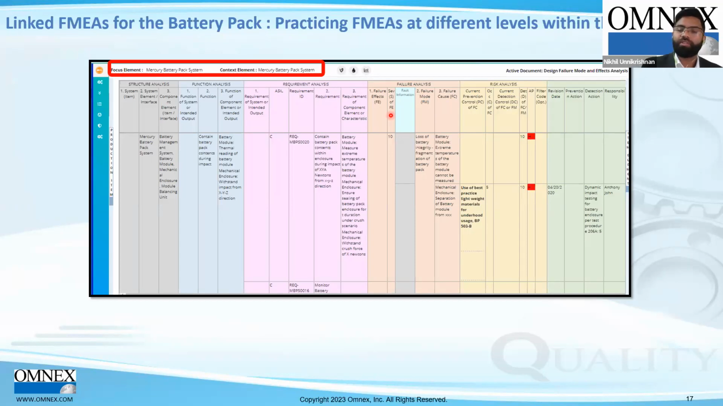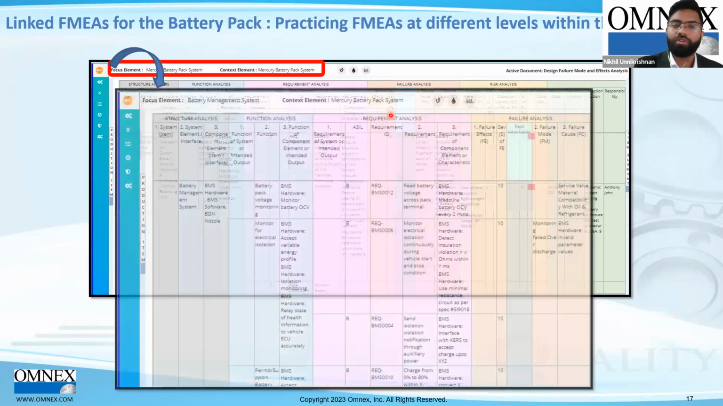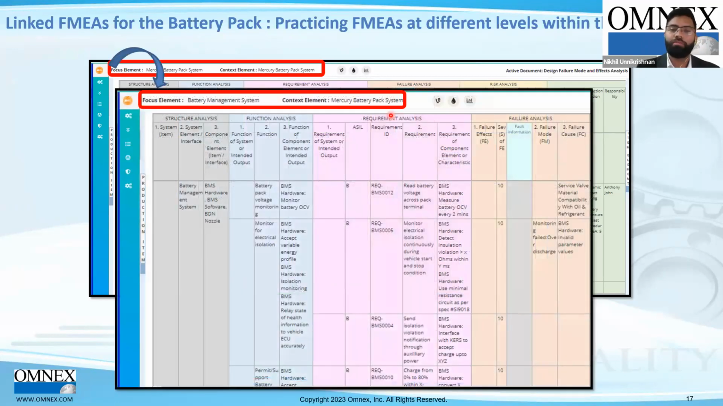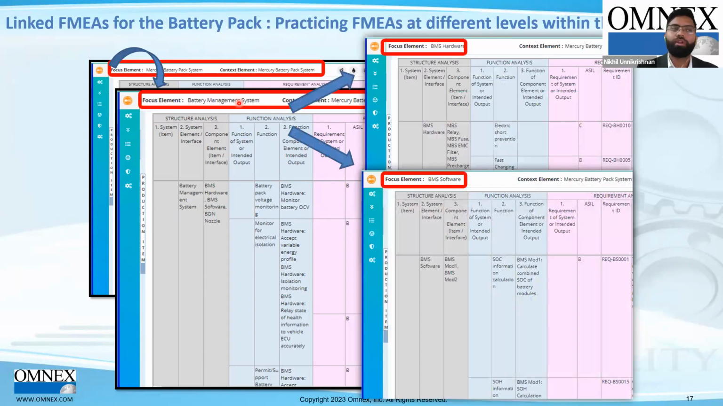Now, I have this at, let's say, the battery pack that I showed you in the beginning. Now, that's at the system. How about the subsystem? The same thinking can again be utilized as you're getting into the subsystem level. So here, from the battery pack, I'm going into the battery management system. So from one level to the next. And then subsequently, I can employ the same practice going downstream into the hardware and the software as well.